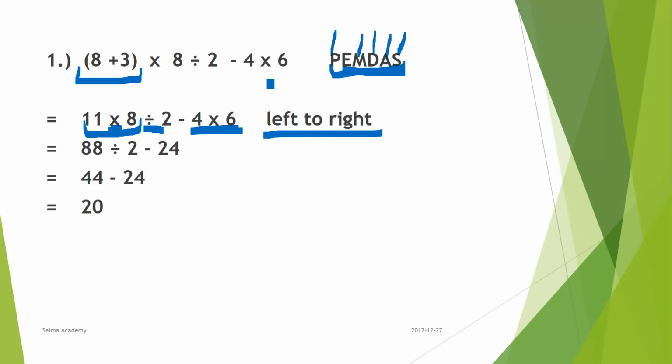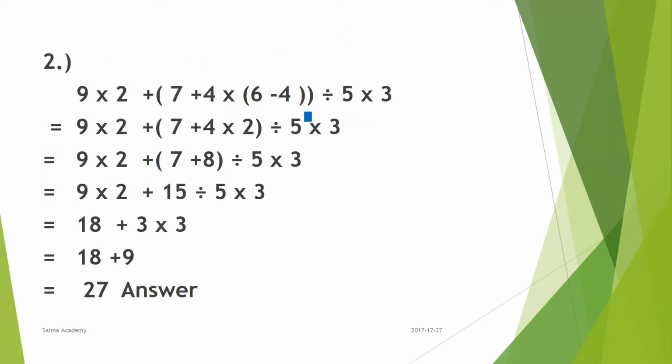These types of questions we have to follow BEDMAS, but if multiplication and division are all in one line, we have to go from left to right. Keep in mind, first on the left is multiplication, 11 multiplied by 8, 88, divided by 2 minus 24. Now is the division, 88 divided by 2, which is equal to 44, minus 24. And then is addition or subtraction, 44 minus 24 equal to 20.